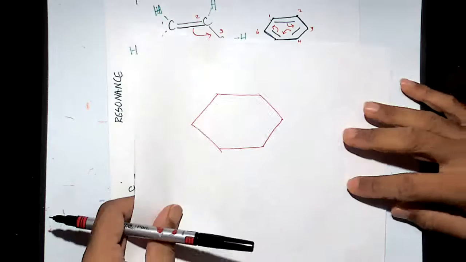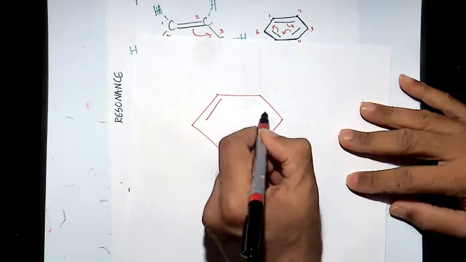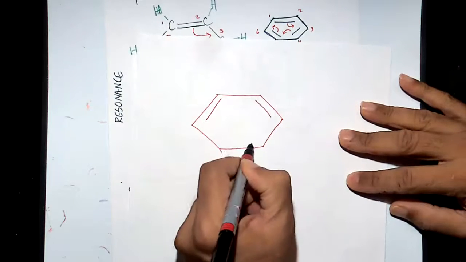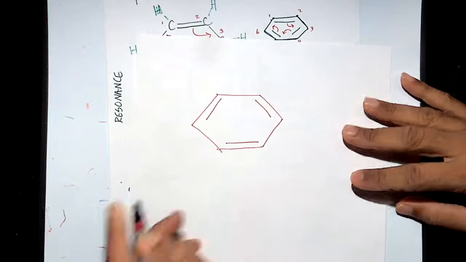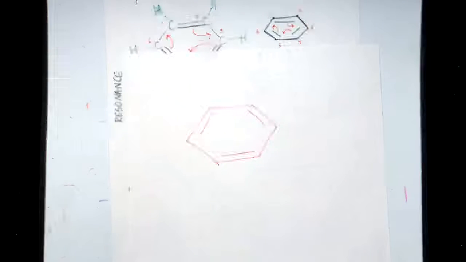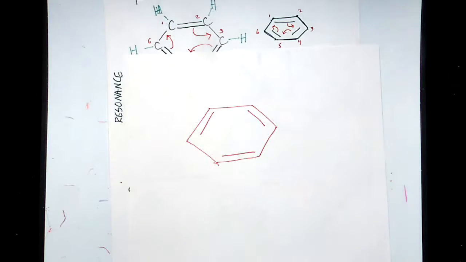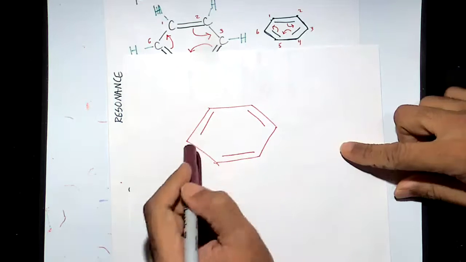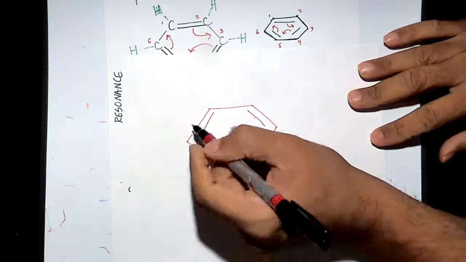I'll draw this form. So here's one representation of the benzene molecule. Let me jog your memory here. Remember what this double bond represents? The double bond is also called a pi bond.